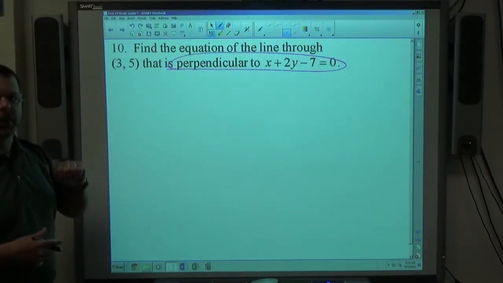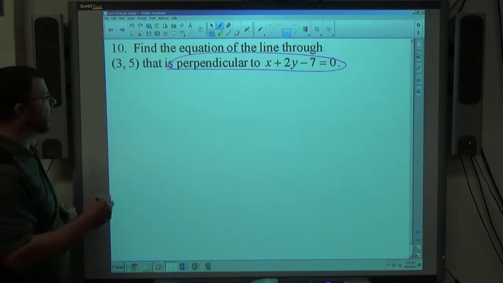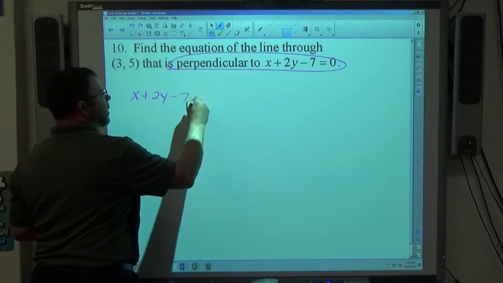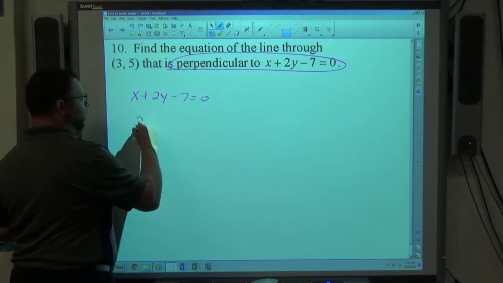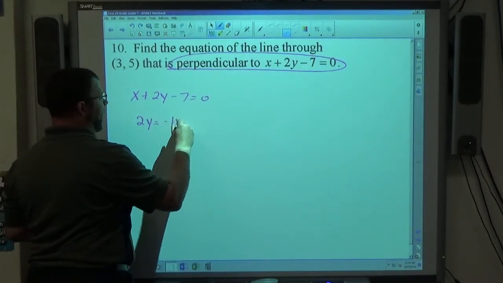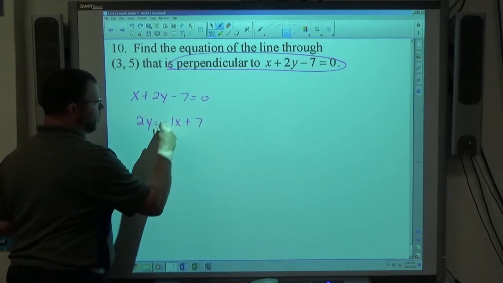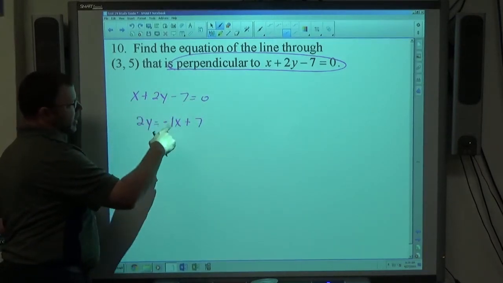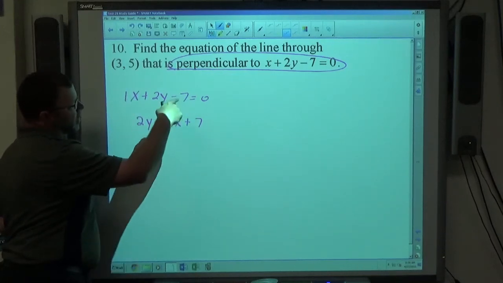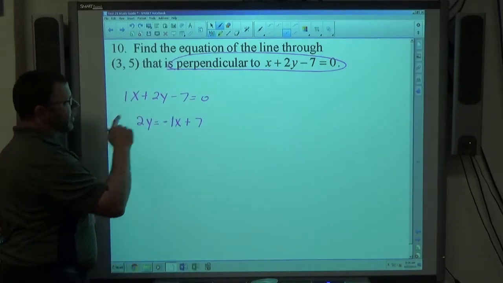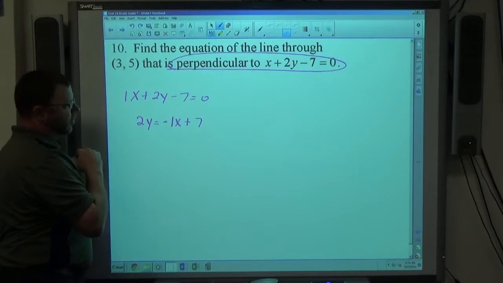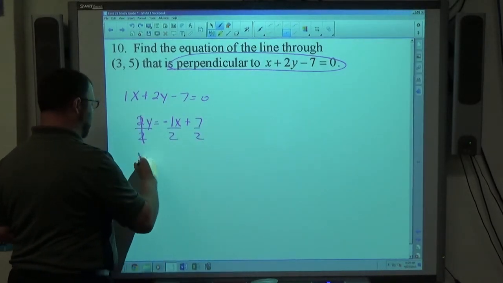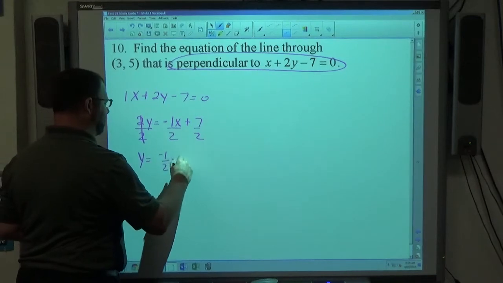When it says perpendicular to a given line, we're going to put the given line in slope-intercept form. So, x plus 2y minus 7 equals 0. Which means that 2y is equal to negative 1x plus 7. I like to put numbers in front of x if there isn't one. So x moves over, becomes negative, and it's negative 1x because it's positive 1x here. Minus 7 moves over, becomes plus 7. 2y stays where it's at, stays positive 2y. Divide by 2, divide by 2, divide by 2. We end up with y equals negative 1/2 x plus 7/2.